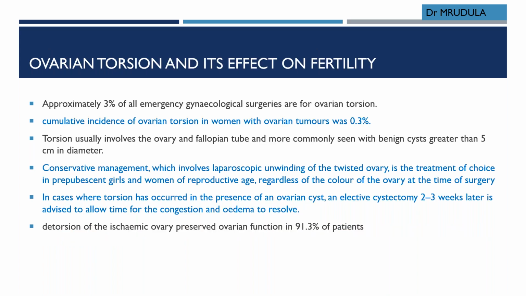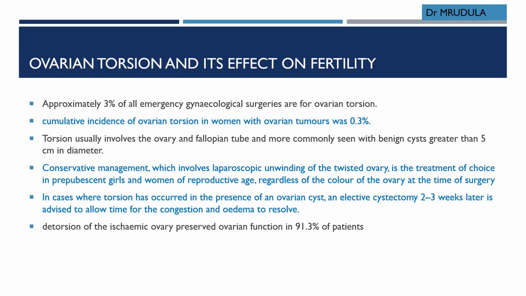Now coming to ovarian torsion and its effect on fertility. Approximately 3% of all emergency gynecological surgeries are for ovarian torsion. The cumulative incidence of ovarian torsion in women with ovarian cyst or ovarian tumor is 0.3%. The torsion usually involves the ovary and fallopian tube simultaneously, and it is more commonly seen with benign cysts of more than 5 cm diameter.